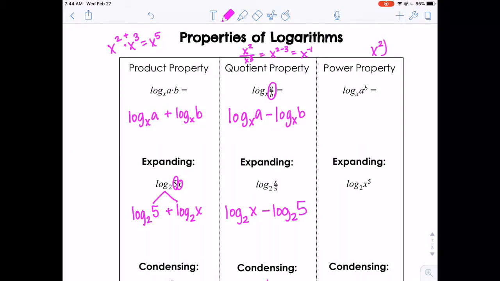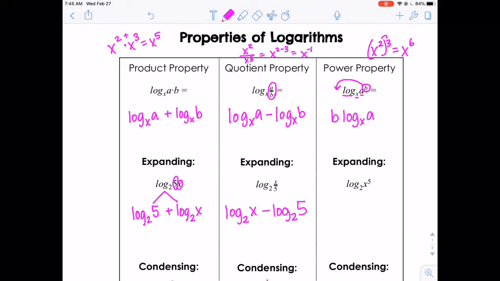And remember that this is like where you have x squared to the third, and that would be 2 times 3, so this would be x to the 6th power. Because we have this exponent here, we can see that this is log base x of a to the power of b. What happens with a power is that this power really means multiply out in front. So we bring that exponent to the front, and we would have b times log base x of a, just like that. So for example, if the 5 is here, then we are able to expand it by putting it out here: 5 times log base 2 of x.